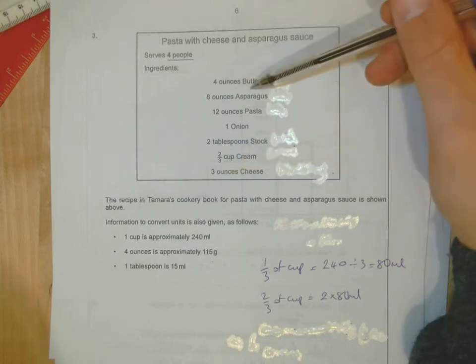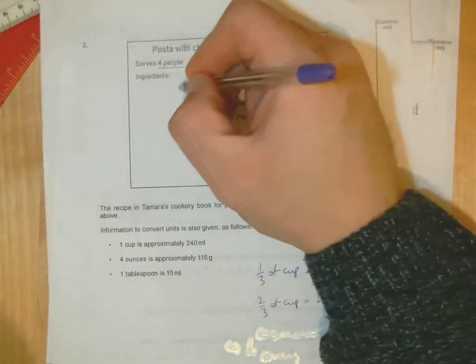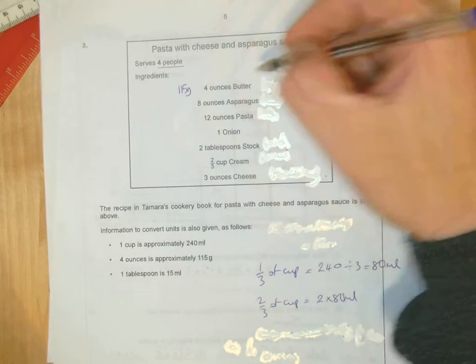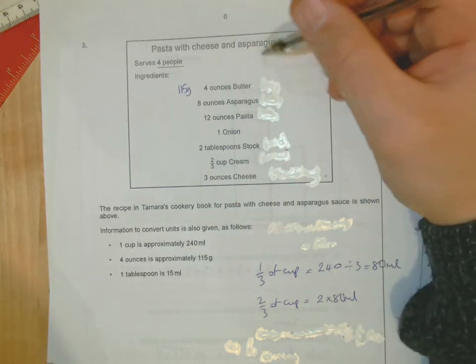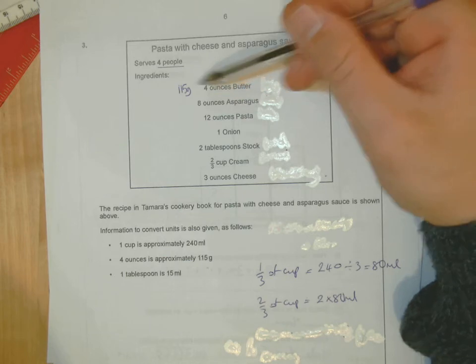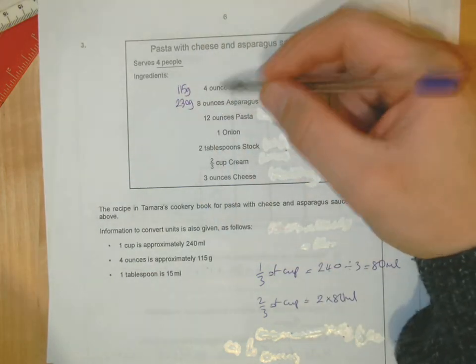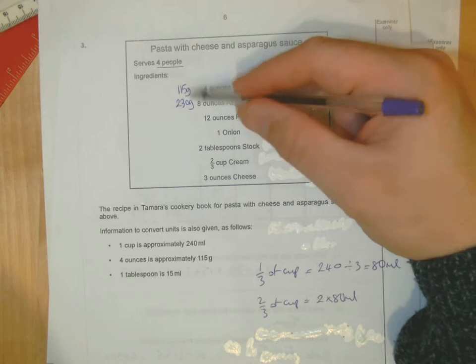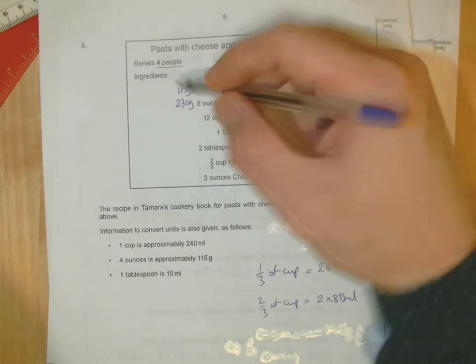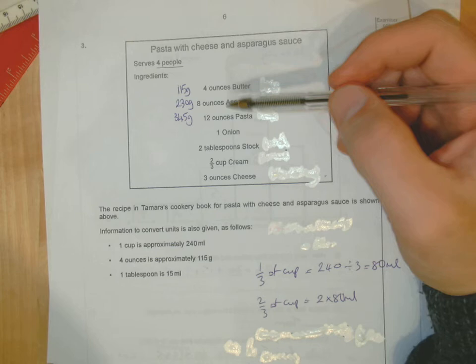But let's look at here, 4 ounces of butter. Well, 4 ounces is 115 grams, yeah? So straight away we know 4 ounces of butter is 115 grams. 8 ounces of asparagus then, well 8 ounces is double 4 ounces, so you just got to double that, so you get 230 grams. 12 ounces of pasta, well 4 ounces and 8 ounces you've worked out, if you just add them it gives you 12 ounces, so that gives you 345 grams there. 1 onion, well that's great, just 1 onion.